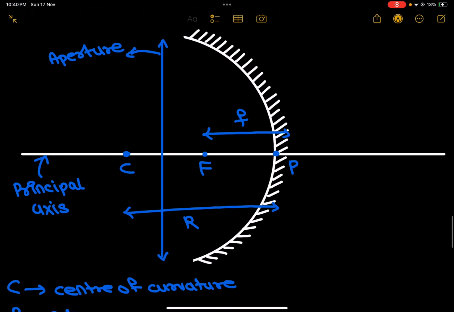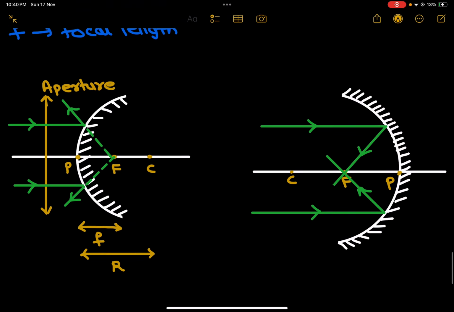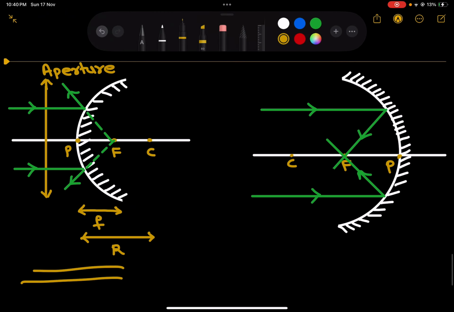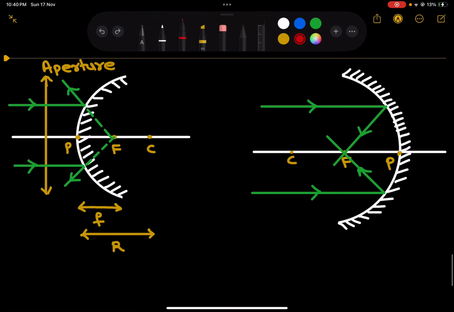So this is the concave mirror, right? Now I'll show you the convex mirror over here. Okay, see, same thing, not much difference, but still. So this is the convex mirror. This is also derived from a sphere. Now the sphere's center is the center of curvature, see.